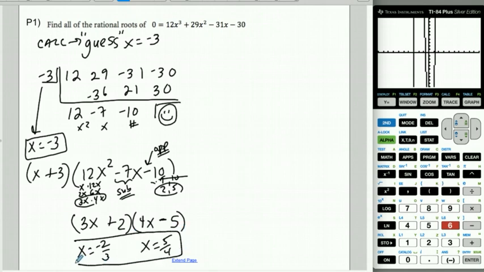So again, what I'm doing here is setting each one of these factors equal to 0, but those are my 3 roots, and I can also see them. Now, had you chosen the rational roots theorem, you'd find that all of these answers fall in that category of things that are factors of 30 over factors of 12. But again, whether you need to use that or not is up to you.